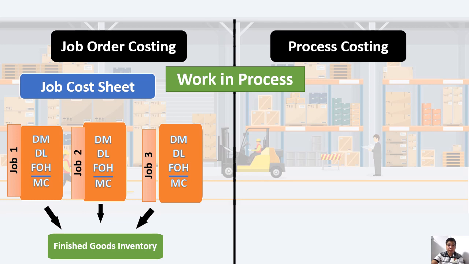Wherein from raw materials, i-deliver natin yan per job. Then kapag natapos natin yung per job, ililipat natin sa finished goods inventory. So wala pong nangyayaring pasahan between jobs. So hindi unique po ang job from one another.